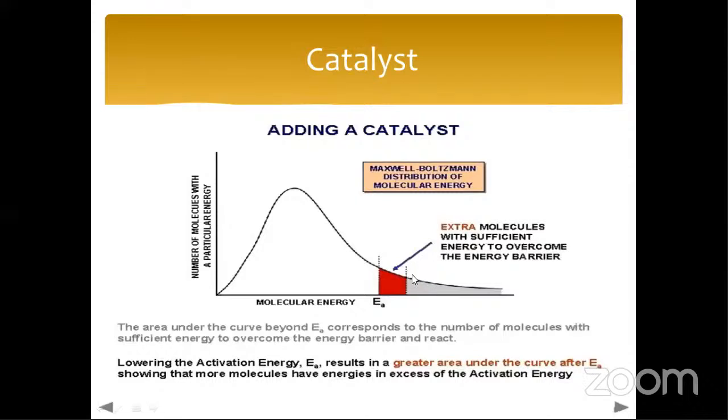So here, this is the original activation energy. These are the particles in the gray area, the number of particles that have that minimum energy for the reaction to take place. When the catalyst is added, the activation energy is lowered, and these additional particles in the red area now have enough energy to react. So the total number of particles that have the minimum energy would be the particles in the red area plus the particles in the gray area.